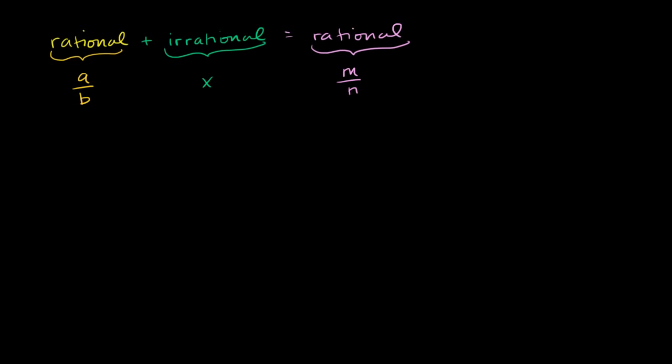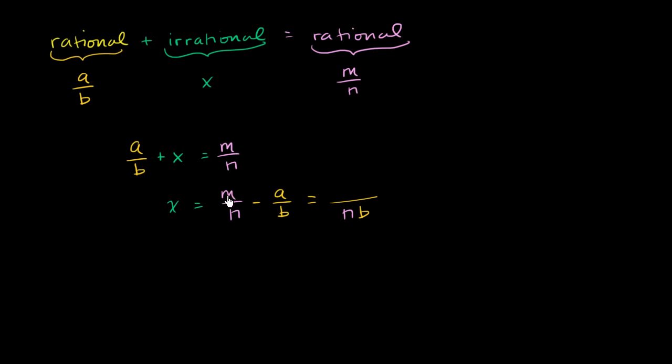So we're saying that a over b plus x is equal to m over n. Well, another way of thinking about it, we could subtract a over b from both sides, and we would get our irrational number, x, is equal to m over n minus a over b. Which is the same thing as n times b in the denominator.